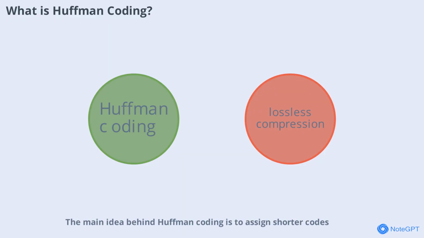The main idea behind Huffman coding is to assign shorter codes to more frequent symbols and longer codes to less frequent ones, making the overall data size smaller without losing any information. This clever approach helps save storage space and speeds up data transmission. Now, let's see how this algorithm works in practice.